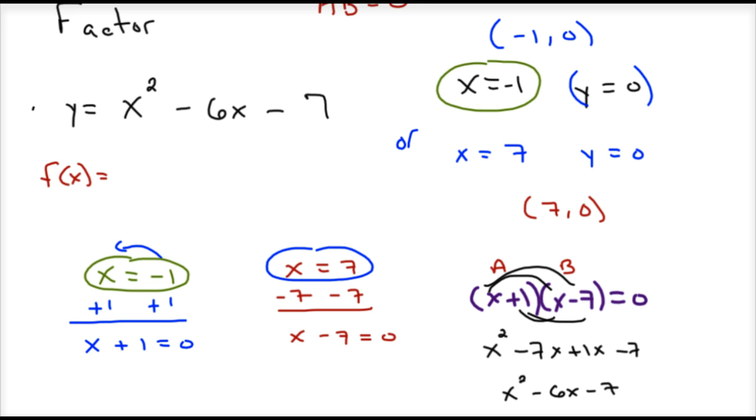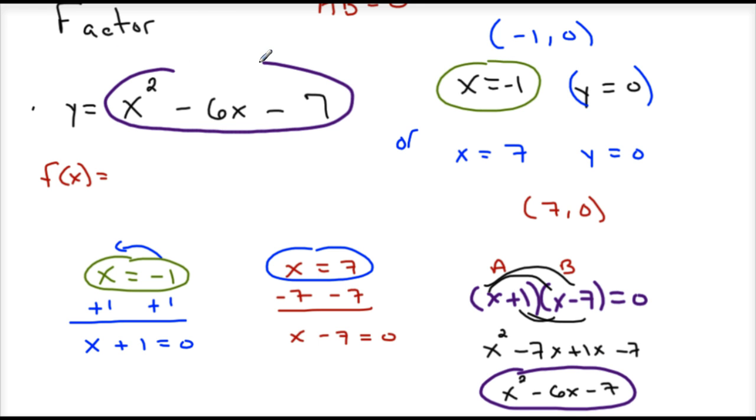And if you notice, this looks exactly like our original equation. All right, so we're finding our factors. If we have our factors, we can work backwards and we'll get our equation. If we have our equation, we want to be able to find our factors.